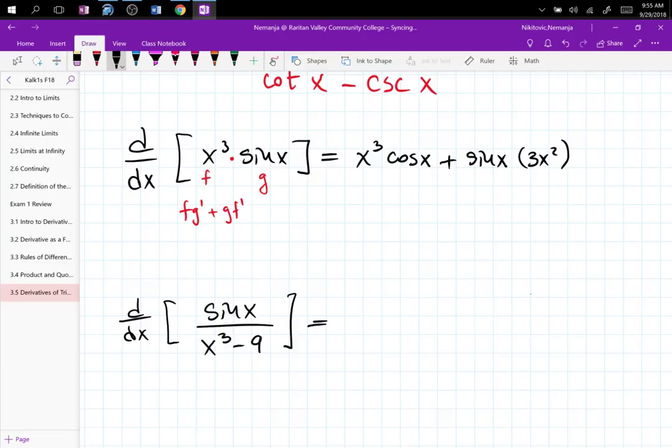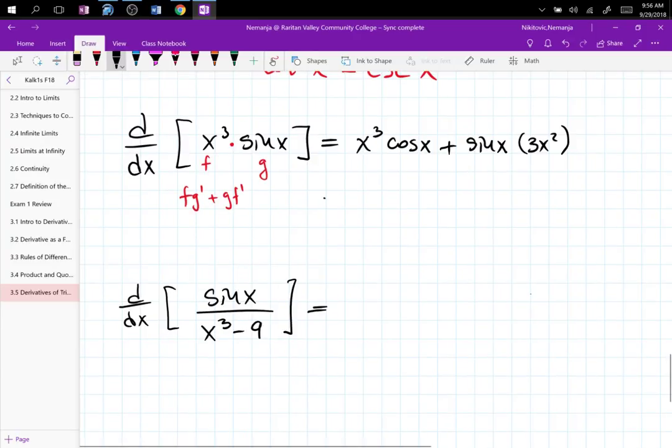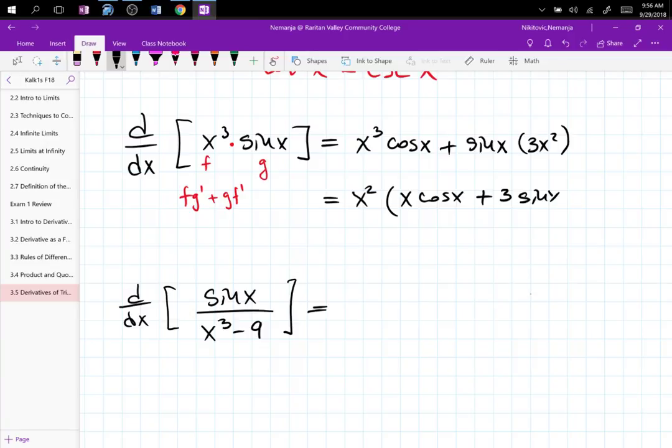Now remember what I said. For the sake of chapter 4, practice factoring these product rules as much as possible right away. So I can kick out x squared, which leaves me with x cosine x plus 3 sine x. And that's the answer. We're done. So now if you have to set this equal to 0 and solve it, it's easier than the top line.